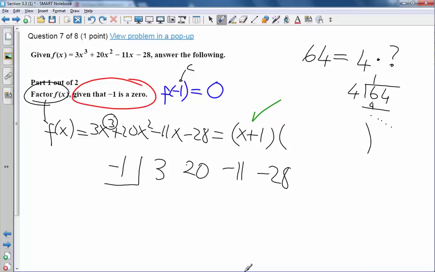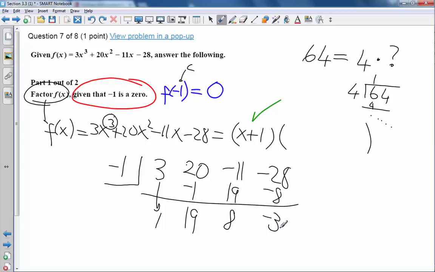Is the setup correct? Let's divide. This guy going down. 1 times -1 is -1. 20 add -1 is 19. 19. 8 minus 8 minus 36. I know I have a mistake. How do I know I have a mistake?